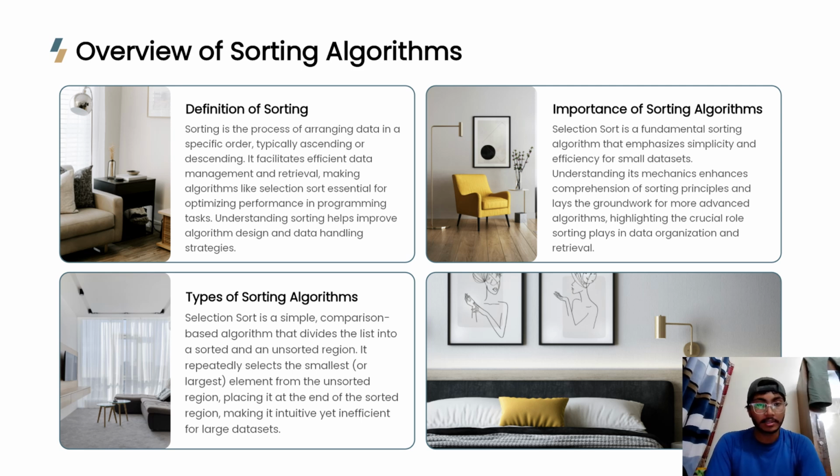Types of sorting algorithms. Selection sort is a simple comparison-based algorithm that divides the list into a sorted and unsorted region. It repeatedly selects the smallest or largest element from the unsorted region, placing it at the end of the sorted region, making it intuitive yet inefficient for large data sets.